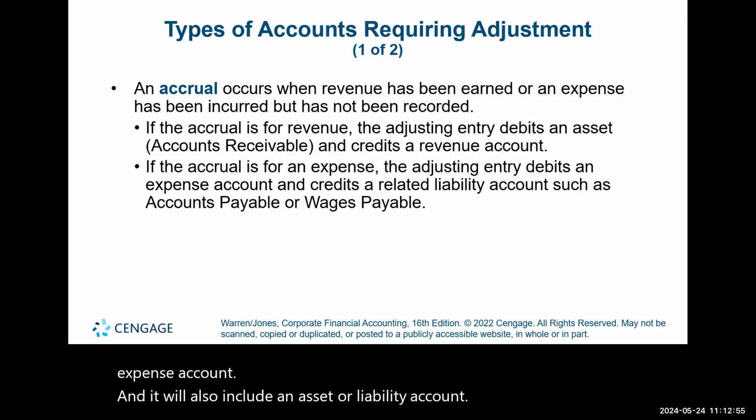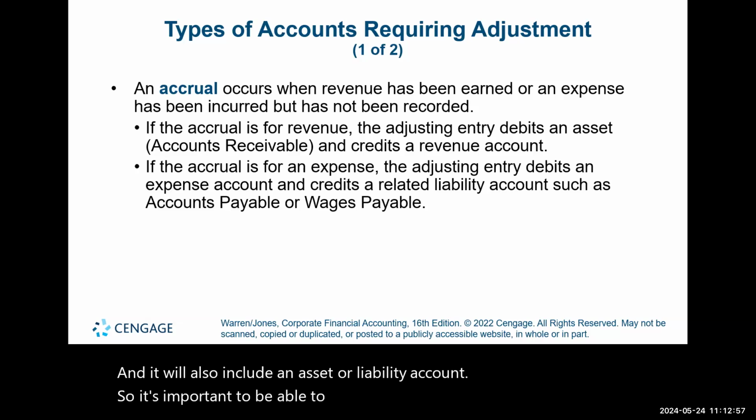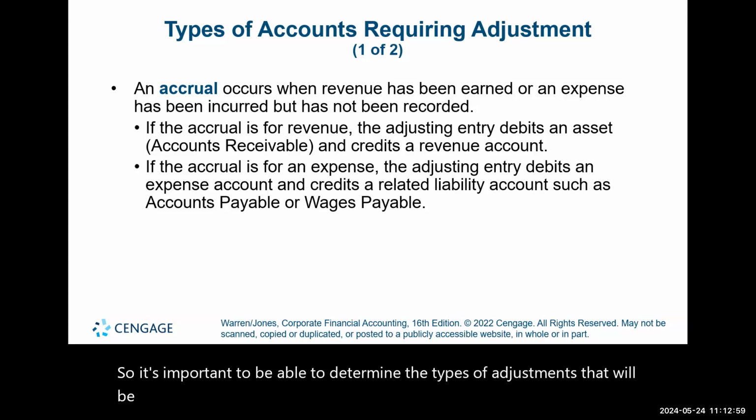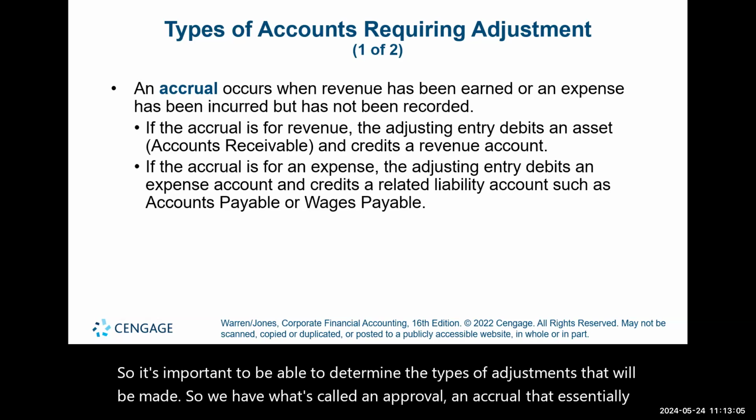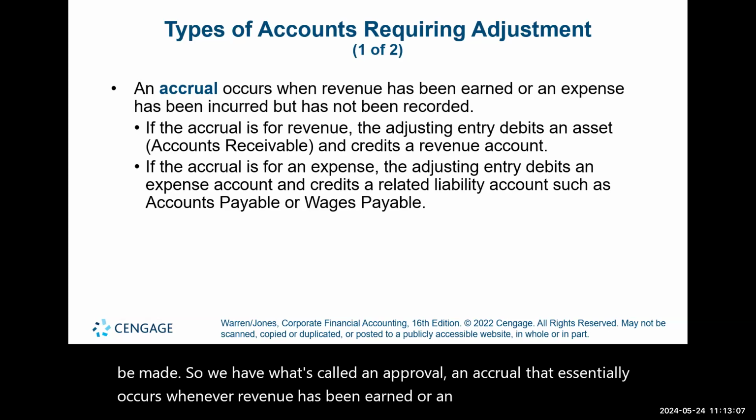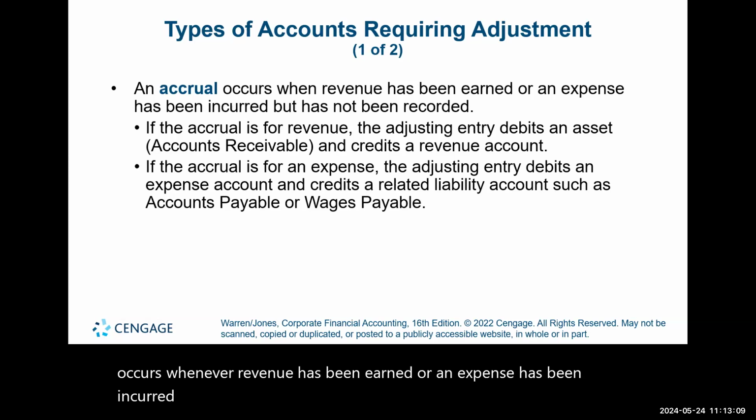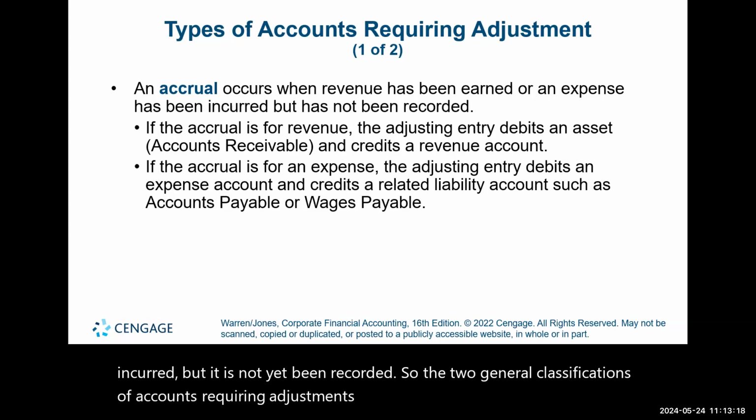So it's important to be able to determine the types of adjustments that will be made. We have what's called an accrual. An accrual essentially occurs whenever revenue has been earned or an expense has been incurred, but it has not yet been recorded. The two general classifications of accounts requiring adjustments are accruals and deferrals.